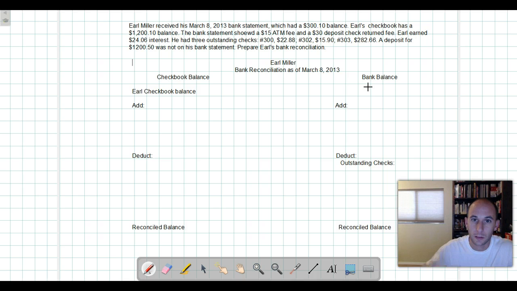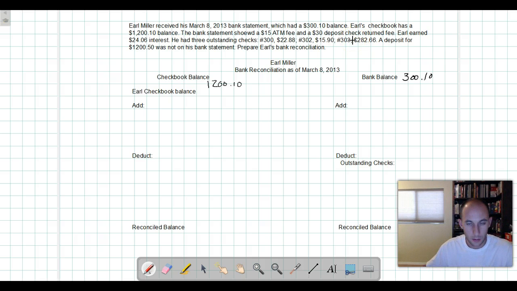So it says we have a bank statement March 8, 2013, with a $300.10 balance. So his bank balance over here was 310. His checkbook had a balance of $1,210. The bank statement showed a $15 ATM fee and a $30 deposit check return fee.